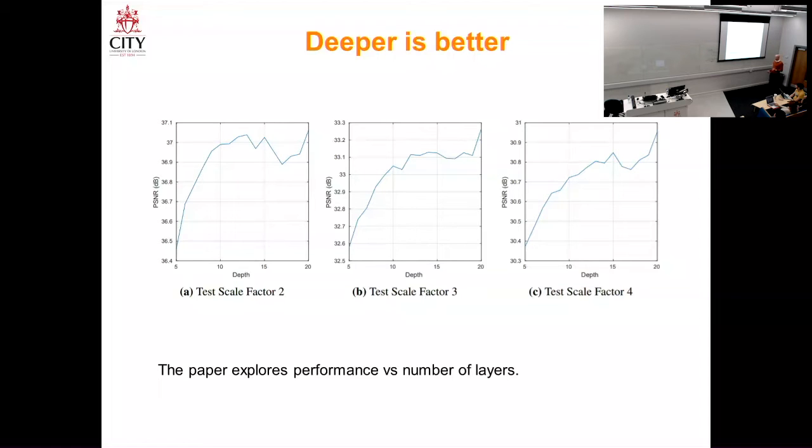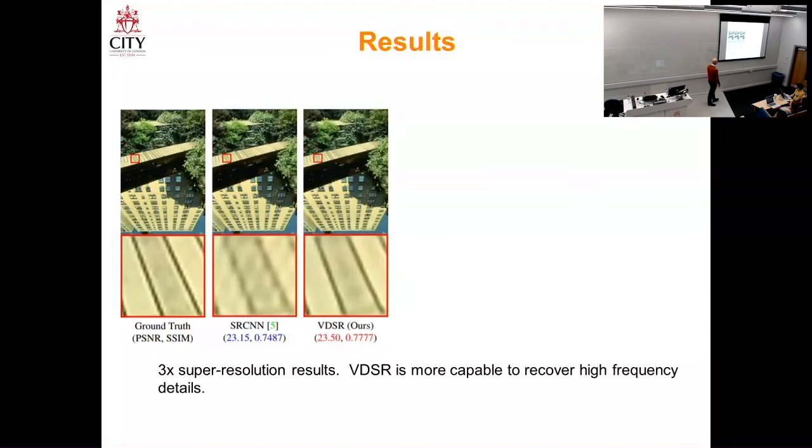So in the VDSR paper, they look at the value of having more layers in the network. And they try it for different upscaling factors, like if you're increasing the resolution by a factor of 2 or 3 or 4. And pretty much in all cases, the network does better when it's deeper. Okay, so here are some results.